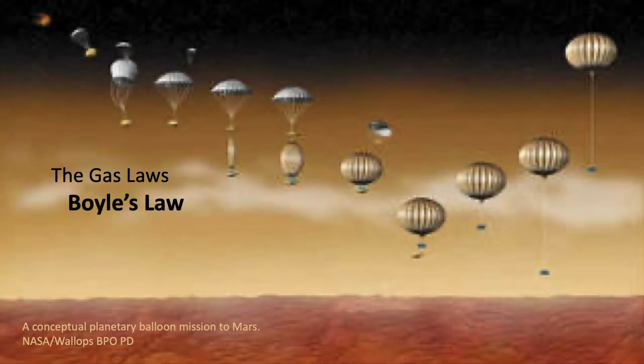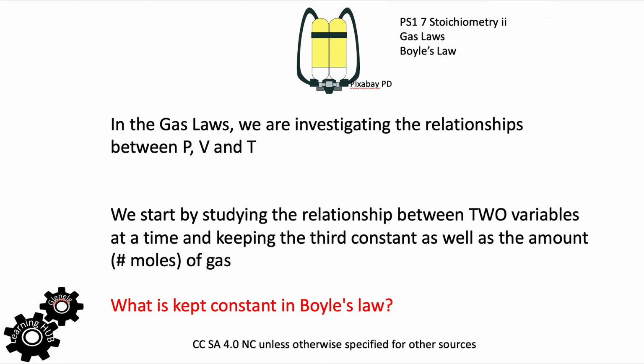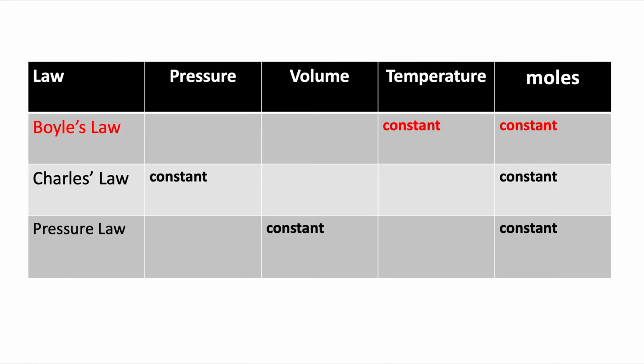Of the gas laws, we're going to look at Boyle's law. And in the gas laws, we're looking at the relationships between pressure, volume, and temperature. We start by looking at the relationships between two of those variables at a time. So what is going to be kept constant as we look at Boyle's law? Looking at the table, the number of moles is being kept constant and the temperature is being kept constant.